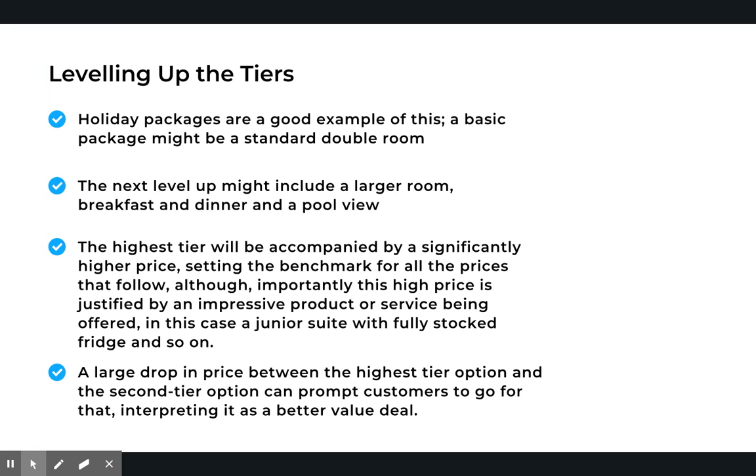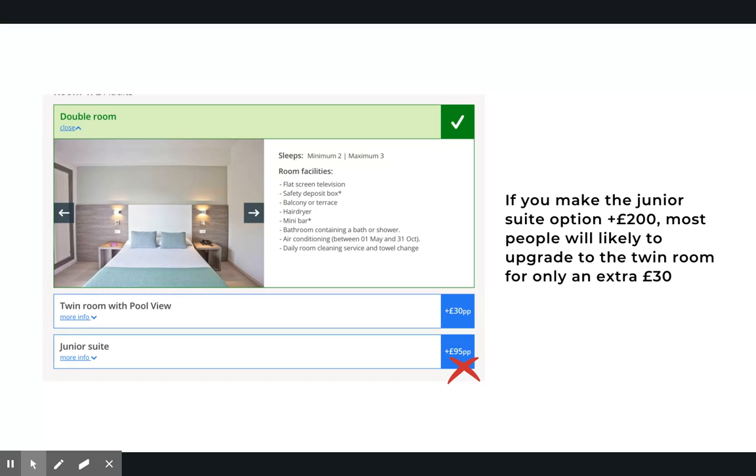Although importantly, this high price is justified by an impressive product or service being offered. In this case, it could be a junior suite with a fully stocked fridge and so on. A large drop in price between the highest tier option and the second tier option can prompt users to go for that, interpreting it as a better value deal. So, if you were to make the junior suite option plus £200, most people are likely to upgrade to the twin room for only an extra £30.